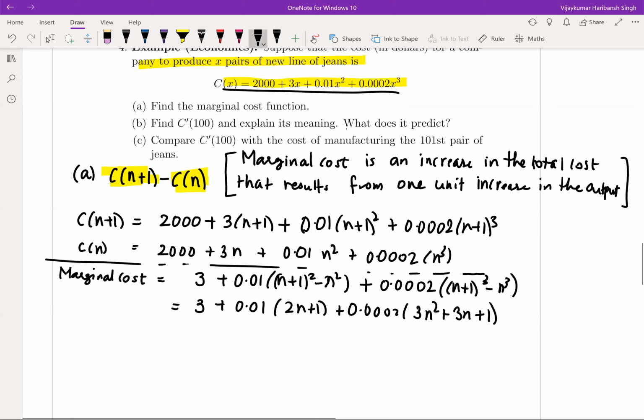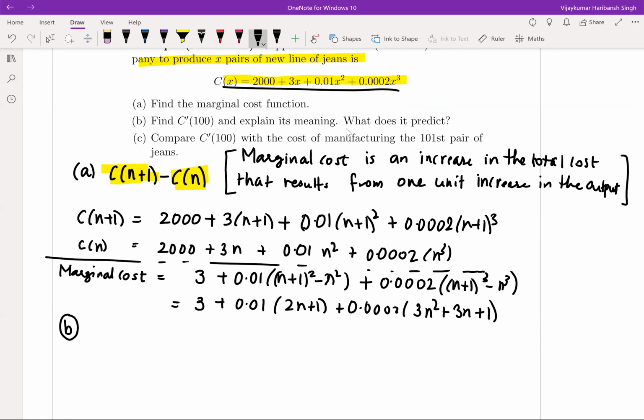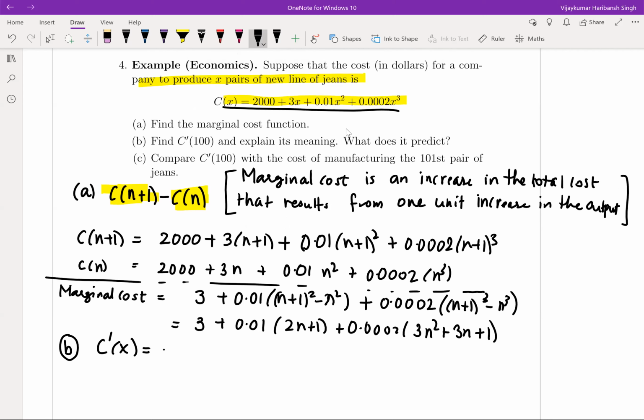Right, now B. So let's take B. So what is C prime x? When you take the derivative of that, sorry, the derivative of 2000 is 0. So C prime x is 3 plus 0.02x plus 0.0006x squared.